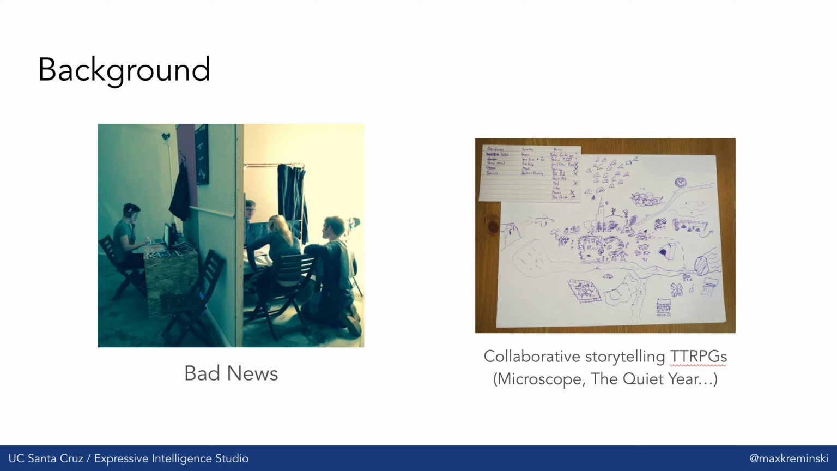and the enjoyability of these collaborative storytelling tabletop RPGs, things like Microscope and The Quiet Year, in which you and some other players sit down at the table, you tell a story together, or you write a story, or you draw a map, following these very simple rules to guide your co-creative process. And at the end, you've produced some artifact that tells the history of your play session, basically.